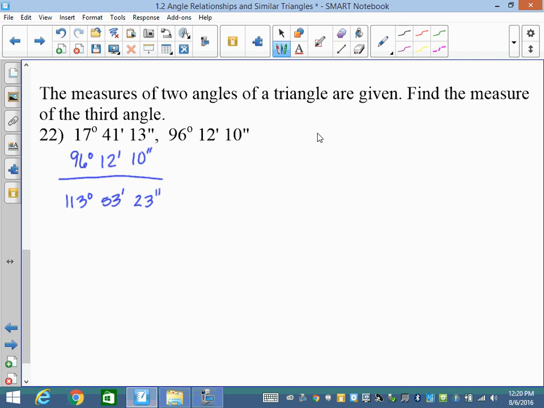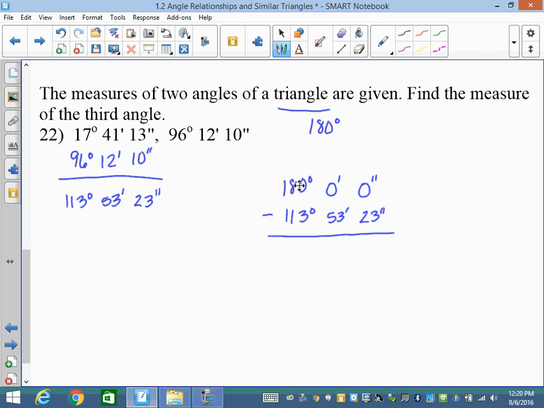Now, the 3 angles, we have 2 of them. Remember, in a triangle, they add up to 180 degrees. So we have to take 180 degrees, 0 minutes, 0 seconds, and subtract 113 degrees, 53 minutes, and 23 seconds from it.